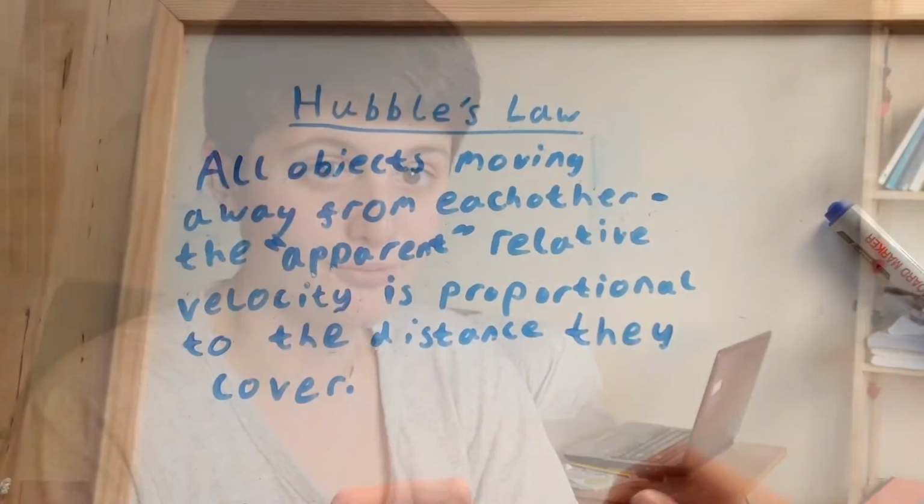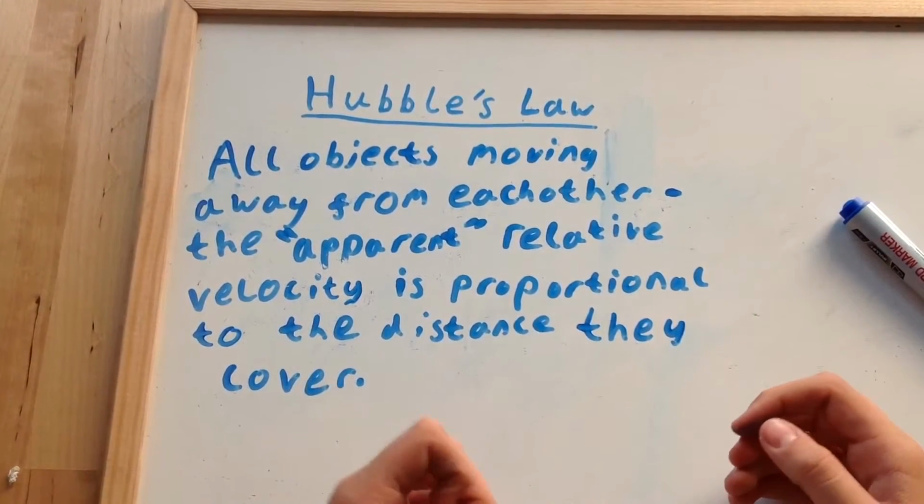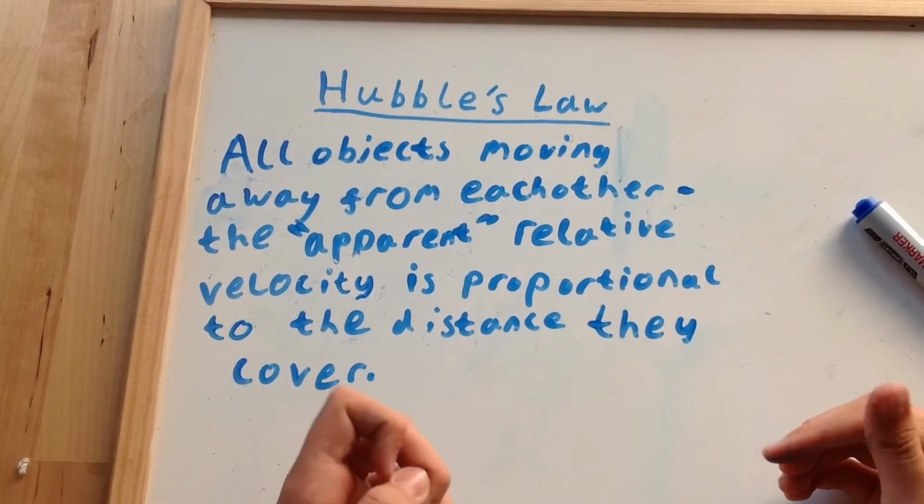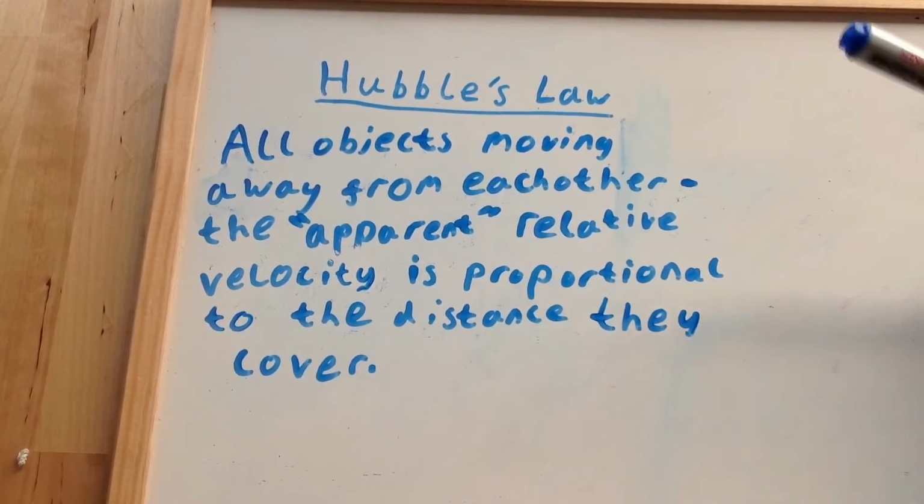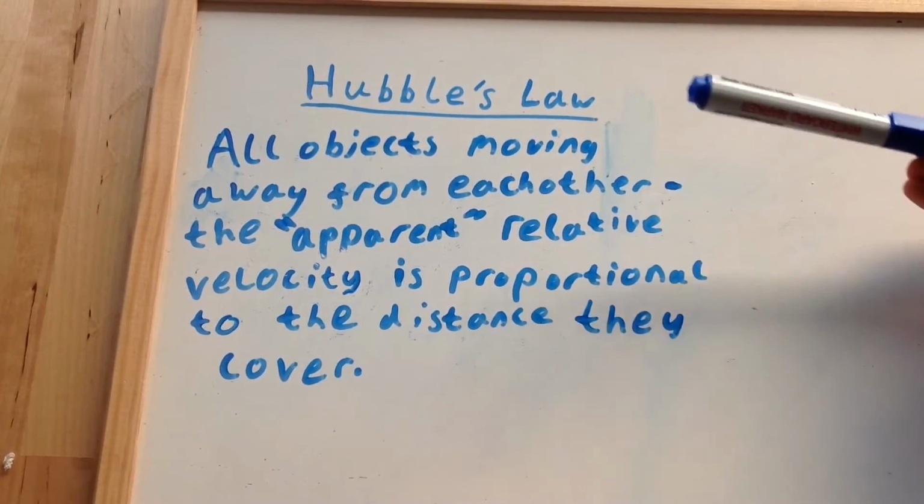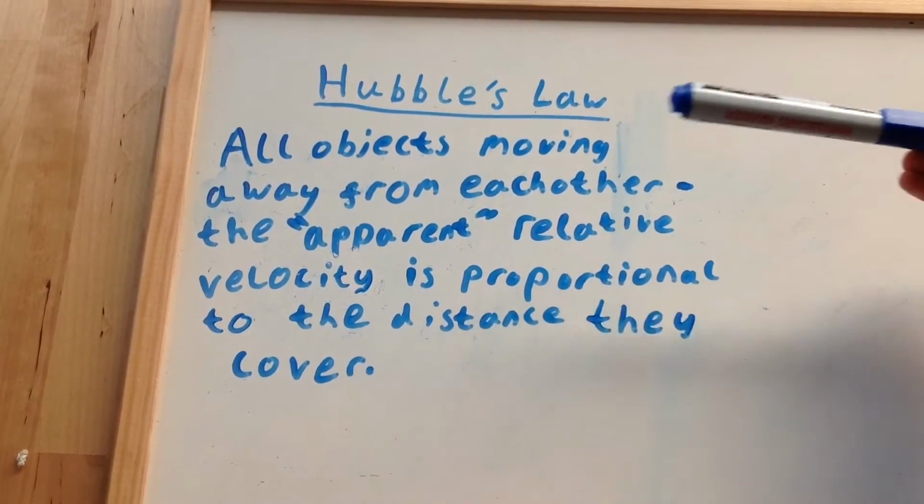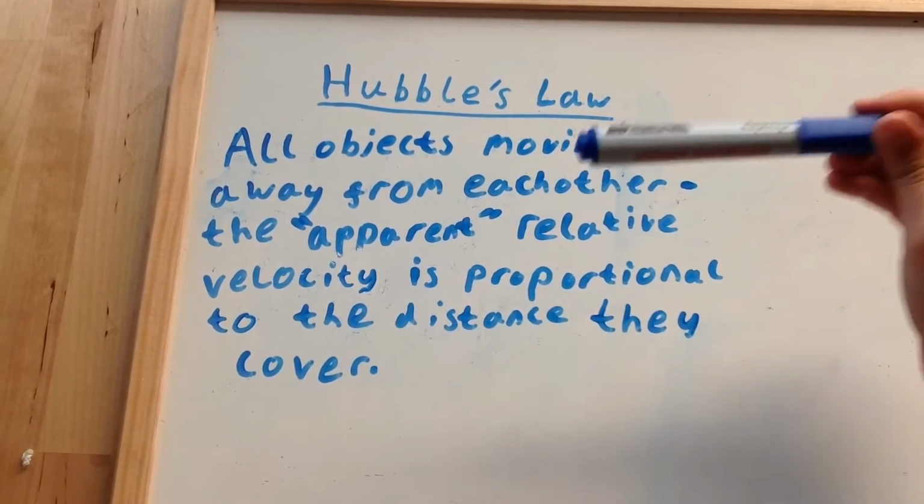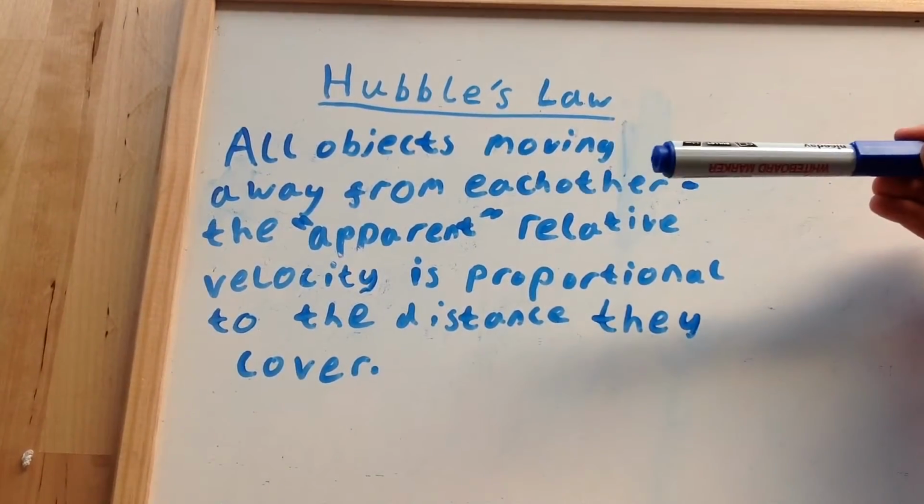Today I'm going to talk to you about Hubble's law. By the end of this video, you should know pretty much everything there is to know. Now before we actually start explaining what Hubble's law is, I think we should say what Hubble's law states. Hubble's law states that for all objects moving away from each other, the apparent relative velocity is proportional to the distance they cover.